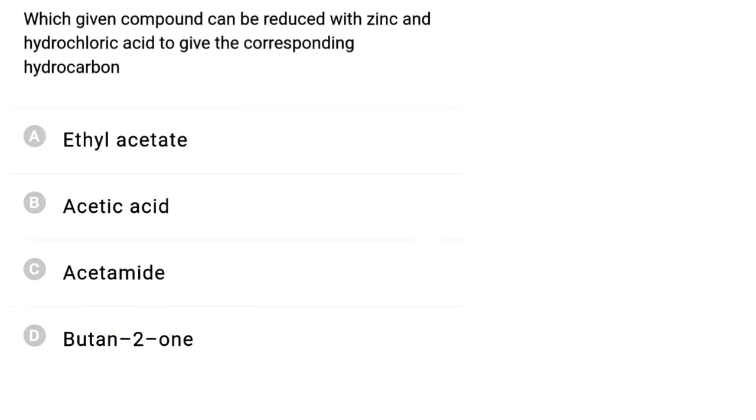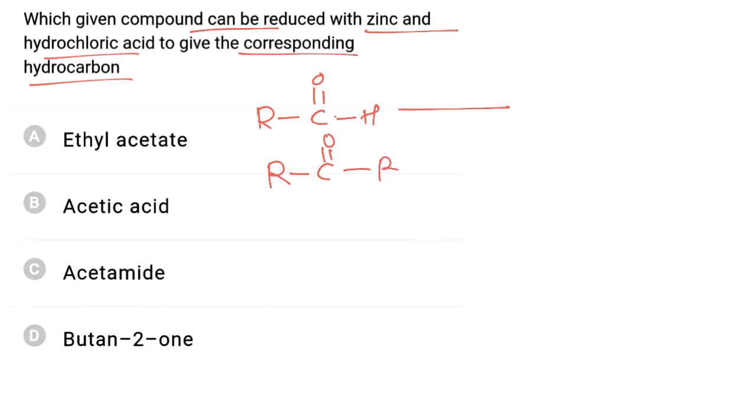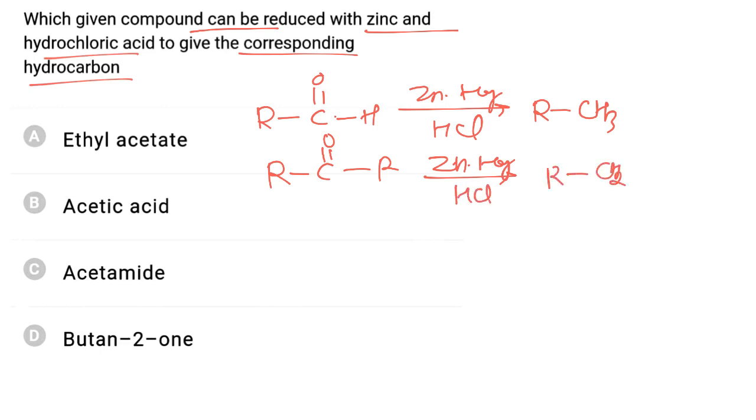Which given compound can be reduced with zinc and HCl to give the corresponding hydrocarbon? A carbonyl compound, aldehyde or ketone, on reacting with zinc amalgam and HCl converts the carbonyl compound to alkane. This reaction is called Clemmensen reduction. Both aldehyde and ketone can be reduced by this method.